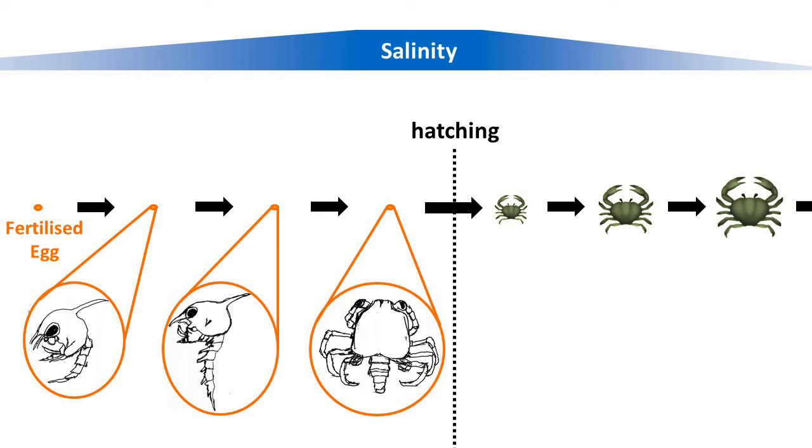In our Chinese mitten crabs aquaponics project, however, the Chinese mitten crabs we obtain from China would be at the early juvenile stage, which is simply reared in fresh water.